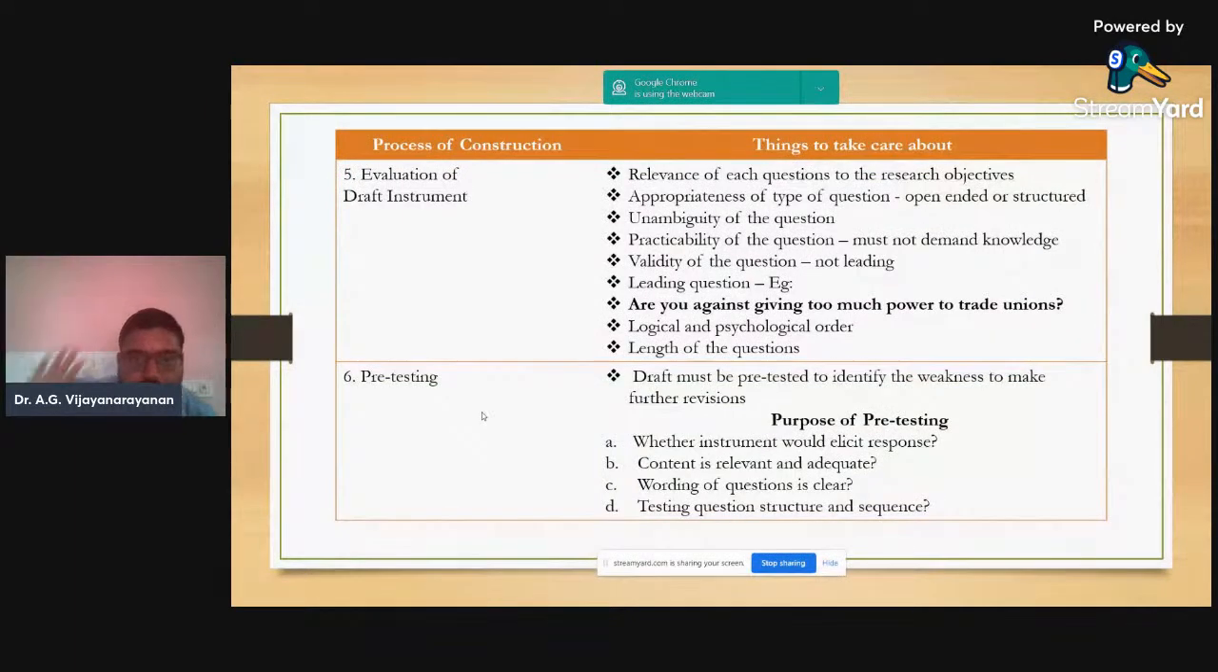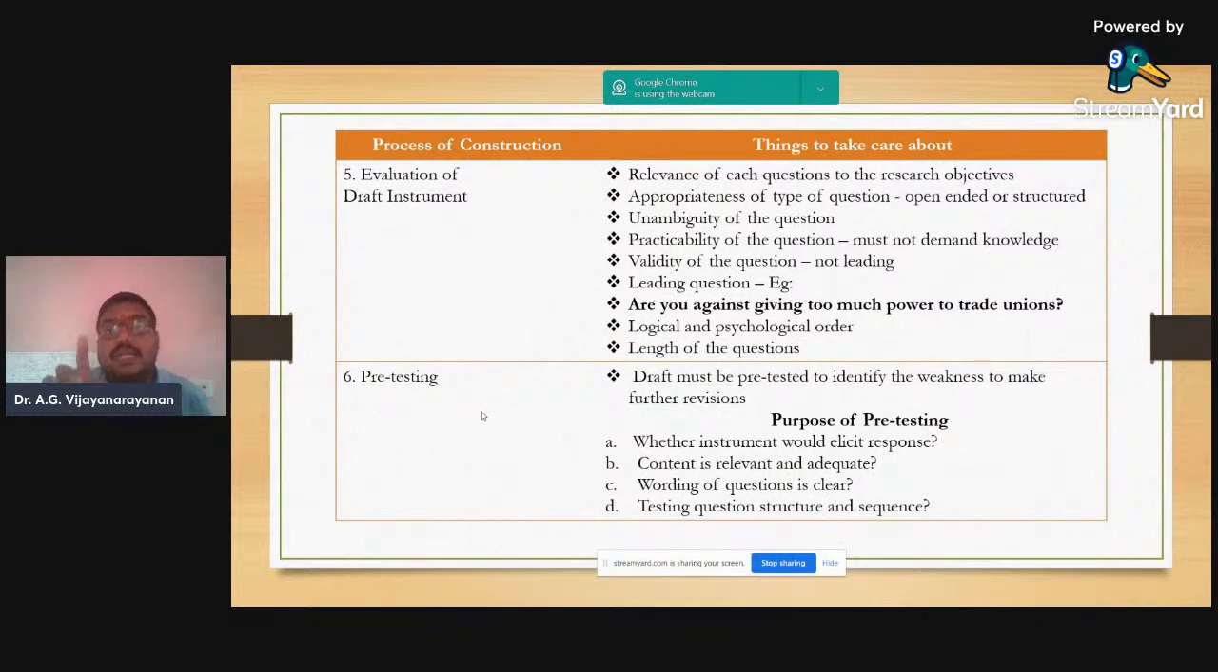Leading question இருக்கக்கூடாது. You can look at an example. Are you against giving too much power to trade unions? If you ask that question, you are influencing the respondent. Is it not? Are you against giving too much power to trade unions? அப்படின்னா என்ன கேக்குறீங்க? Trade unionsக்கு power கொடுக்க கூடாது. That is the meaning that it conveys, right? So that should not be like that.